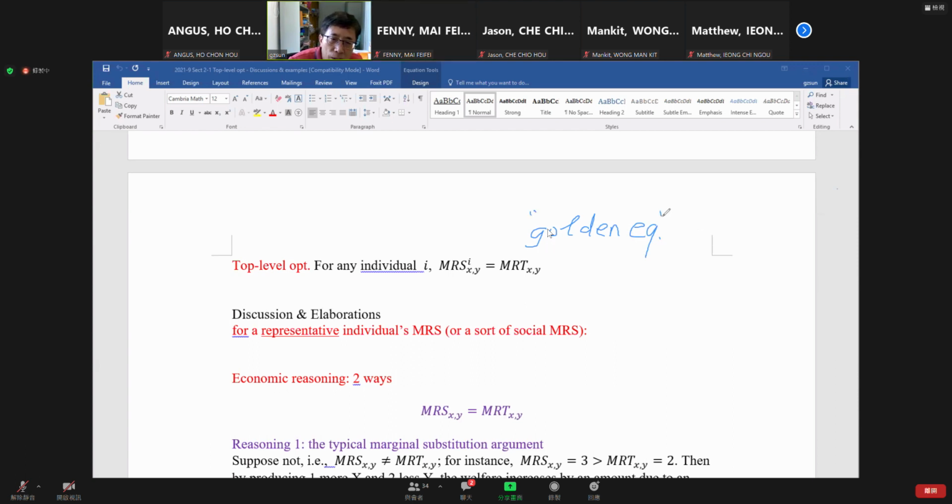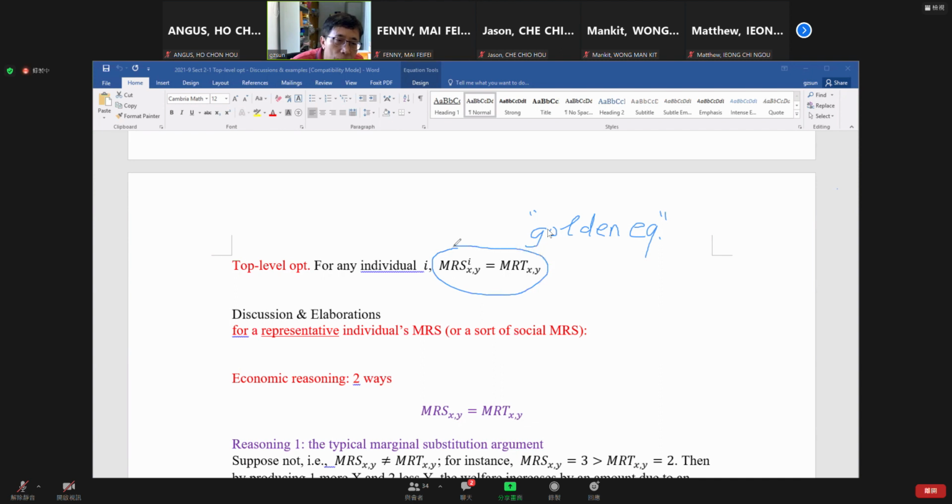Why is it golden? Because this equation brings together two things. This is about human beings, subjective, how we evaluate the relative importance of apple and banana. This is about engineering. This is about technology. This is about technical stuff. Given the technology, how much X and Y we can produce. And if we organize the social and economic activity, ranging from resources to the end, the happiness of the people, we should do it in such a way.